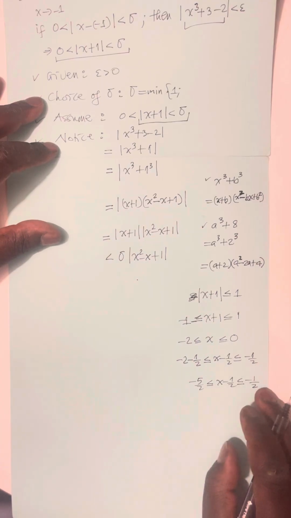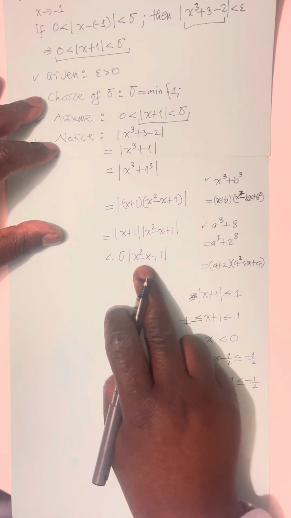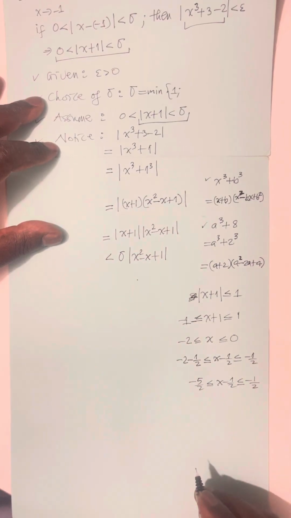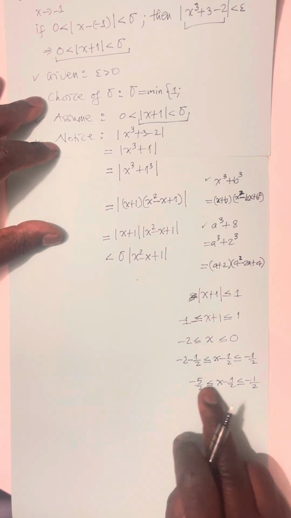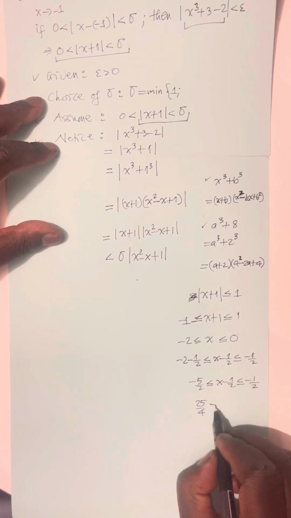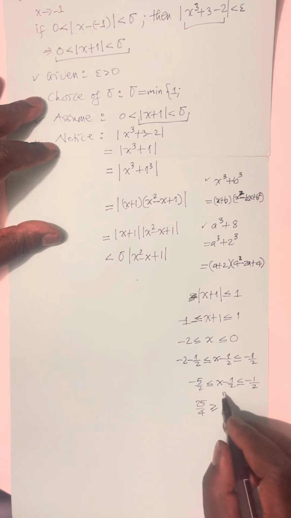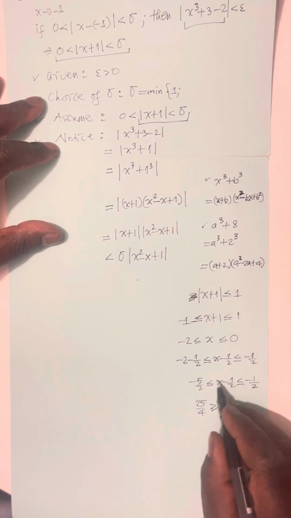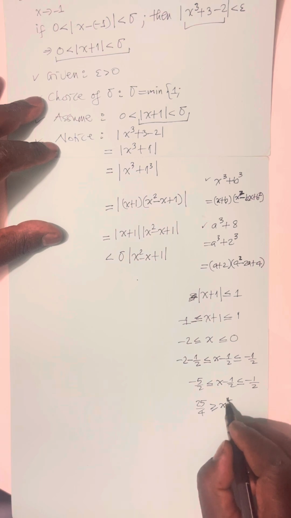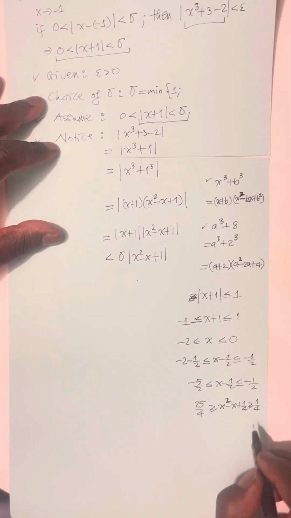Now I have to square this. Why am I squaring? Because I want to produce the quadratic function that I have within absolute values here. I square this term, that term, and that term. Squaring this is 25 over 4. The inequality sign now must change direction, if you like. And if you expand and square that part, you're going to get x squared minus x plus a quarter, greater than or equal to, square of half is a quarter.